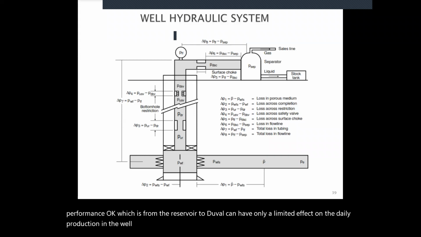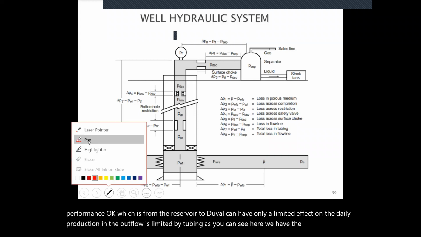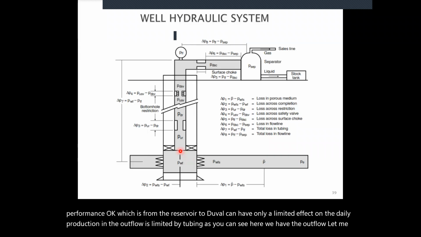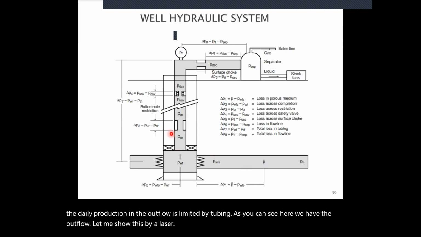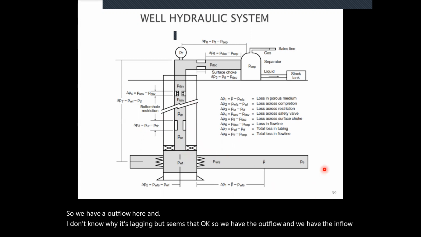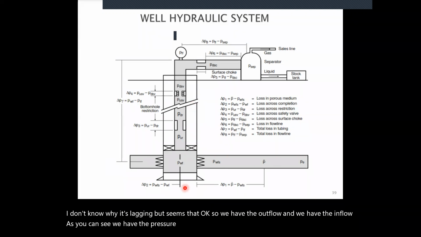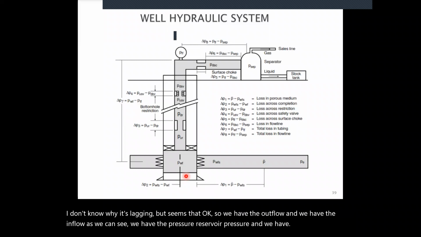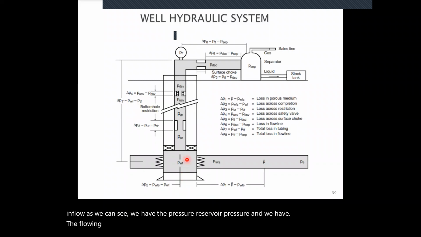The outflow is limited by tubing. As you can see here, we have the well outflow. Let me show this by a laser. So we have the outflow and we have the inflow. As you can see, we have the reservoir pressure, and we have the flowing pressure, and the difference between these two will give us the drawdown.